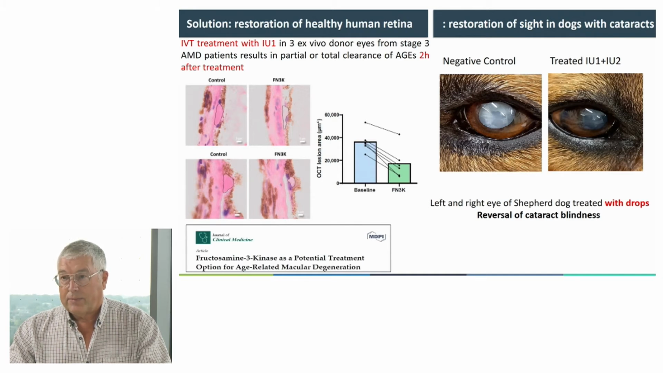And in the pictures, you can see a decrease in the volume of drusen, or the OCT lesion area. On the right-hand side, you can see proof of concept in dogs that are blind due to severe cataracts. And here, the eyes were treated with a combination of IU1 and IU2 in the form of drops on the right, or negative control on the left. And you can see almost complete clearance of the cataract, resulting in a reversal of cataract blindness.